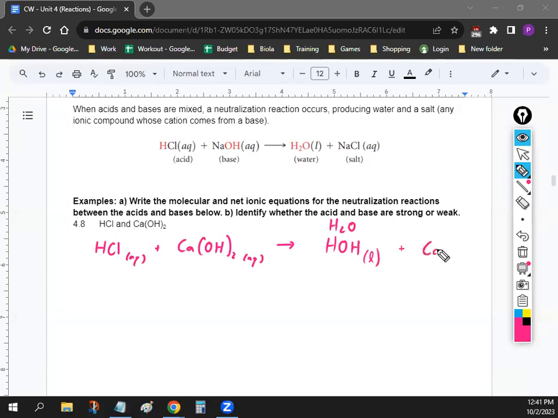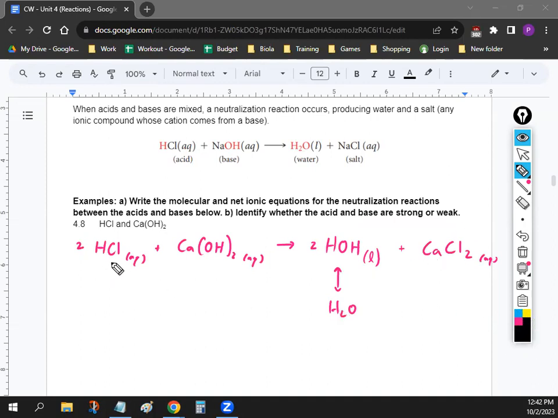And then the other compound will be CaCl2. They just balance it by putting a 2 here and a 2 here. And then based on the solubility rules, you should know that CaCl2 is aqueous. All right, any questions about that? Hopefully it's not too bad. That's the molecular equation. We're going to write the net ionic in just a second, but I want to double check you guys are good. Everybody good with that? Okay.